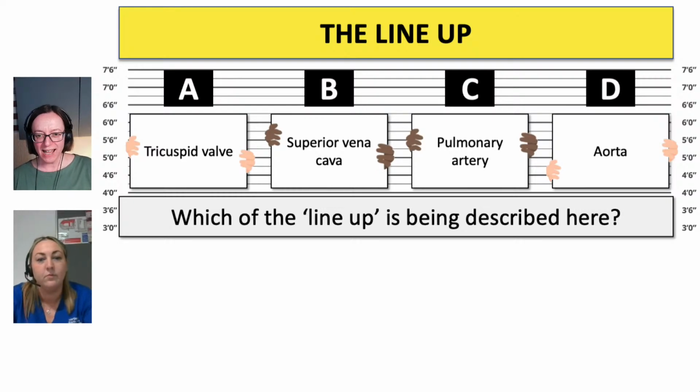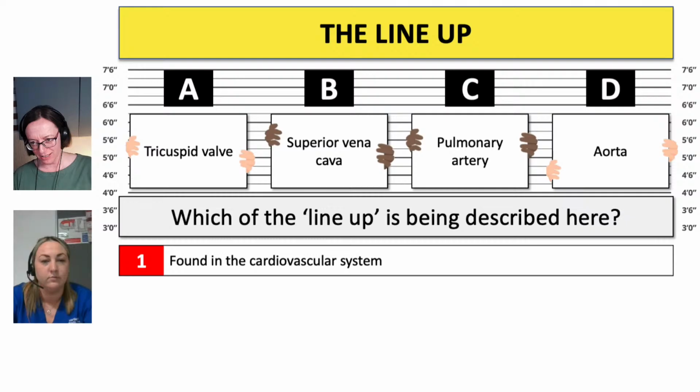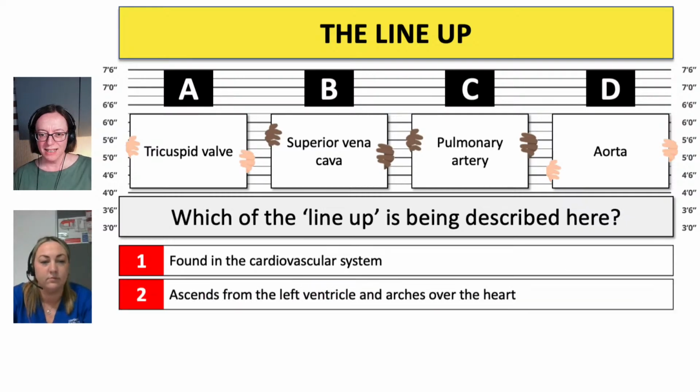Okay, so another tricky one. This time we've got A, tricuspid valve, B, superior vena cava, C, pulmonary artery, and D, aorta. So your first clue: found in the cardiovascular system. I think we know all of those are. Second clue: this ascends, so that means goes up from the left ventricle and arches over the heart. So this is something that's going up and over.